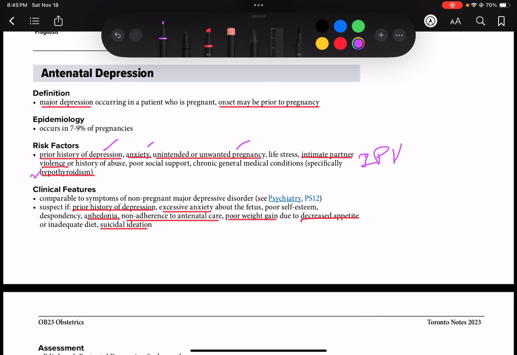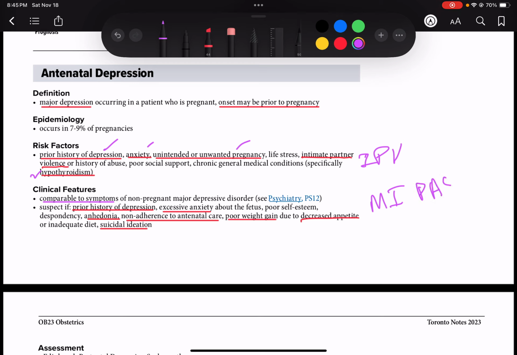If there's poor self-esteem, if there's anhedonia, which is loss of interest, if they're not taking care of themselves or the baby, or there's poor weight gain because of appetite, or suicidal ideation. So symptoms are probably comparable to the major depressive disorder, so we could talk about that.